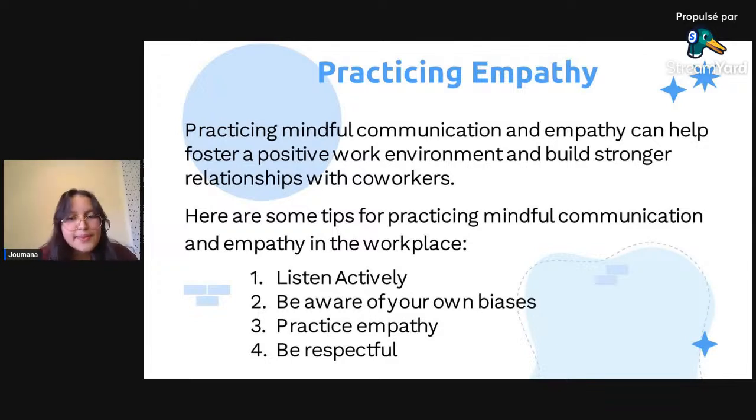Thirdly, practice empathy. Try to put yourself in your coworkers' shoes and understand their perspective. This can help you build stronger relationships with them and create a more positive work environment. Be respectful. Always treat your coworkers with respect, even if you disagree with them. Avoid making assumptions or judgments about them based on their personal background or beliefs. By practicing mindful communication and empathy in the workplace, you can create a more positive work environment, build stronger relationships with your coworkers, and improve your overall job satisfaction.